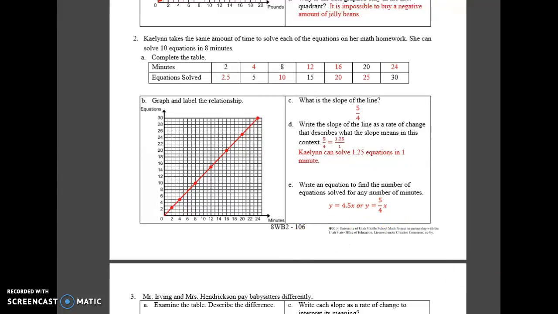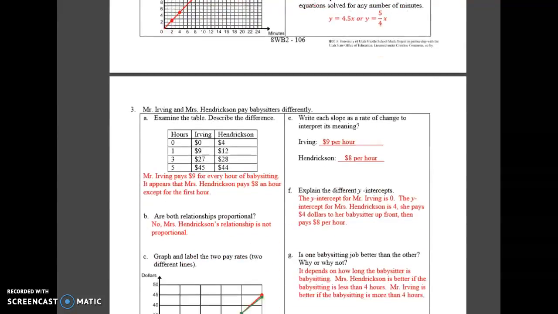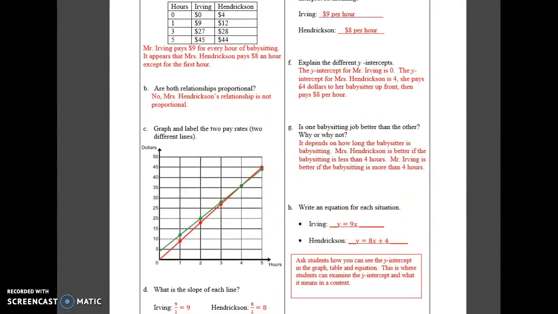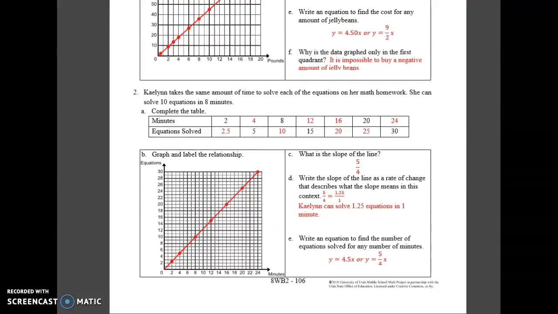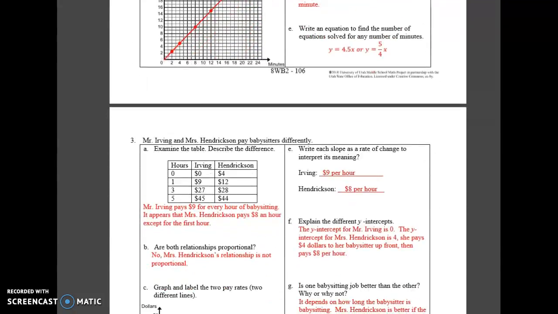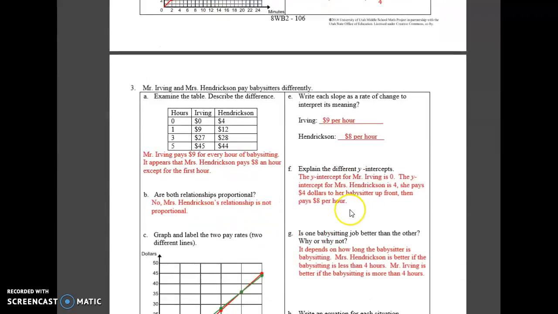Alright, last but not least, we're going to go down to the last one here. We're looking at our babysitters here. So Mr. Irving and Mrs. Hendrickson pay babysitters differently. Examine the table and describe the difference. So here, for 0 hours, Mr. Irving doesn't pay him anything, but Mrs. Hendrickson pays $4. That's going to be like an initial charge or just $4 for coming over to babysit.